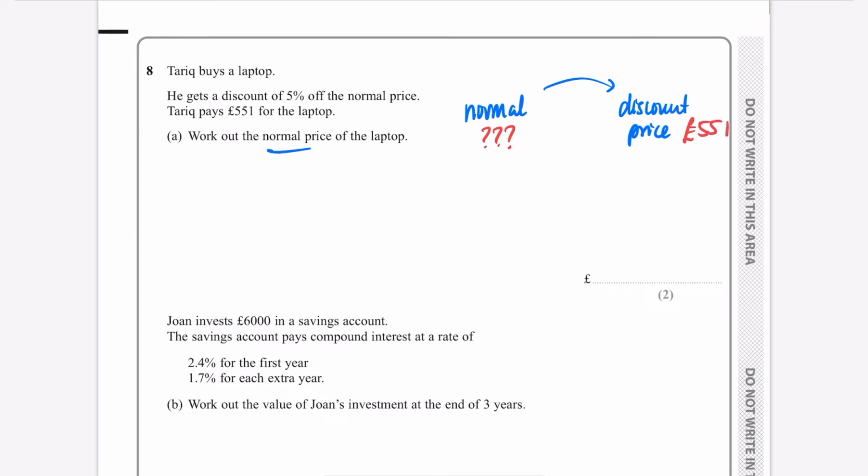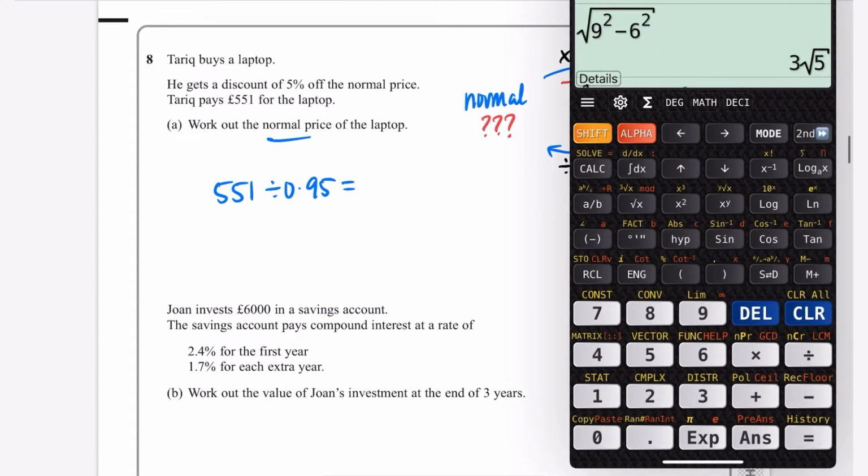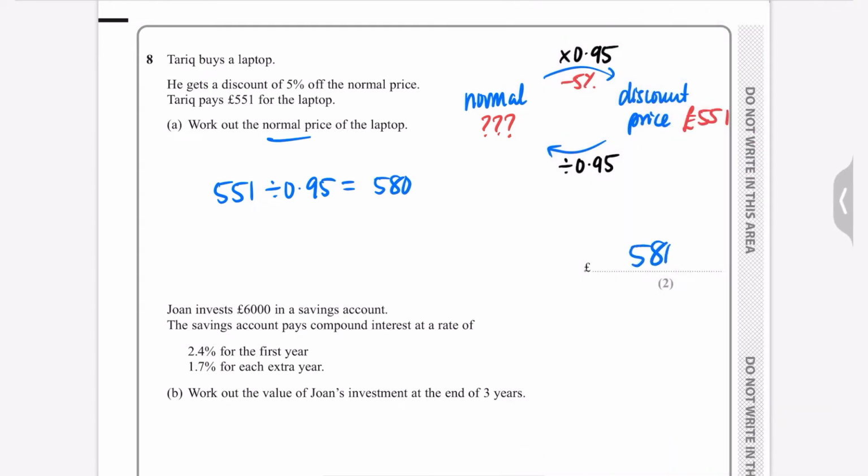Now, if you wanted to reduce something by 5%, think to yourself what you would multiply it by. Most of you should be able to tell me you multiply it by 0.95. So if we want to go backwards, there are loads of ways of doing this. This is just the way I do this. If you want to go backwards, you do the opposite and you divide it by 0.95. So I'm just going to do that with a single calculation. I'm going to do 551 divided by 0.95, and that's going to give me the normal price. So the original price of the laptop is £580.